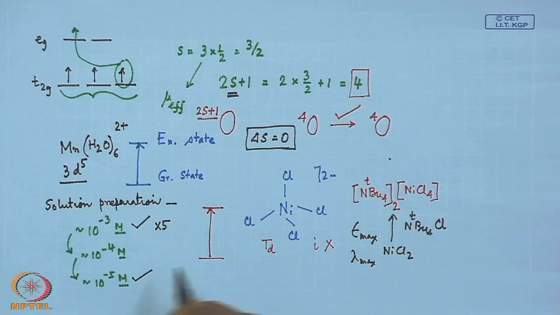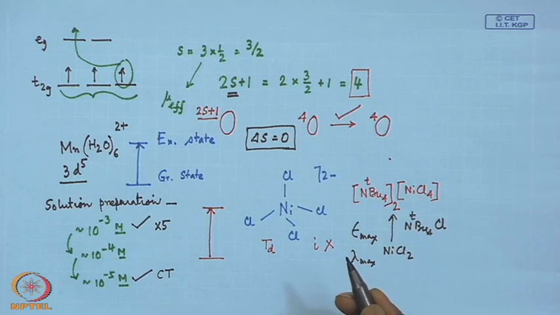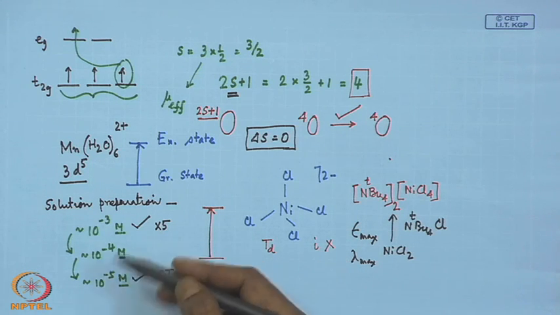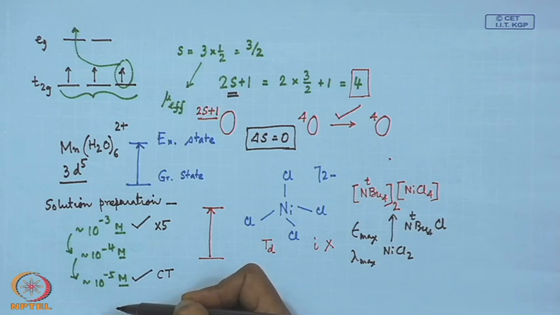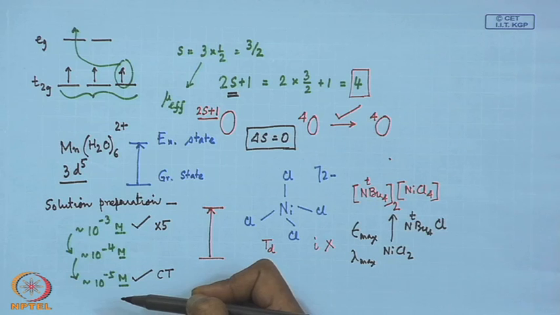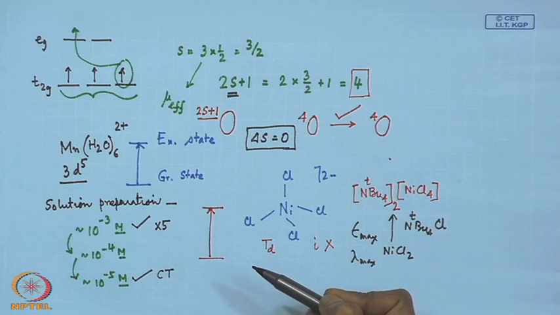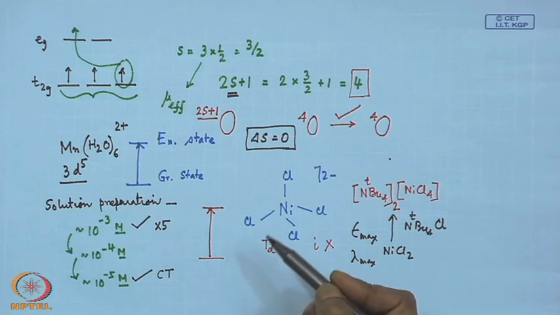And for these, since the transitions have very high epsilon values, these concentrations are useful for charge transfer measurement. Similarly, low concentration detection is possible if we go down to 10 to the power minus 6 or 10 to the power minus 7 molar, where we will go for emission spectroscopy, that means fluorescence and phosphorescence.